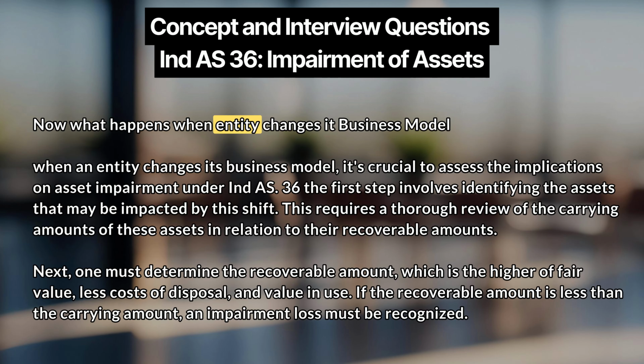Now, what happens when an entity changes its business model? When an entity changes its business model, it's crucial to assess the implications on asset impairment under IND AS 36. The first step involves identifying the assets that may be impacted by this shift. This requires a thorough review of the carrying amounts of these assets in relation to their recoverable amounts. Next, one must determine the recoverable amount, which is the higher of fair value less costs of disposal and value in use. If the recoverable amount is less than the carrying amount, an impairment loss must be recognized.